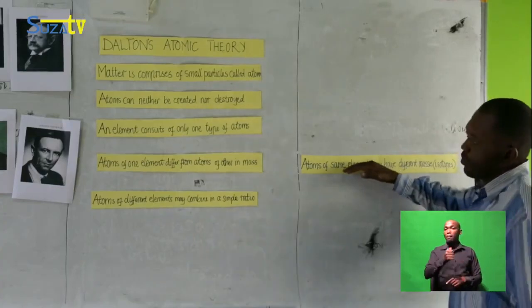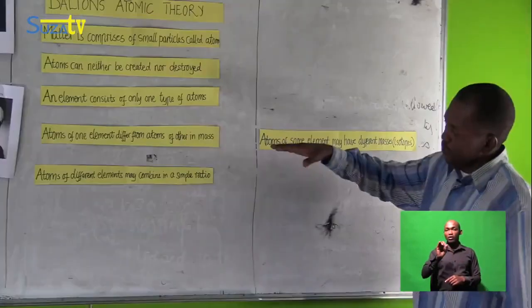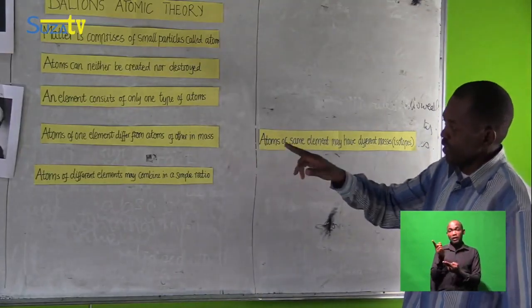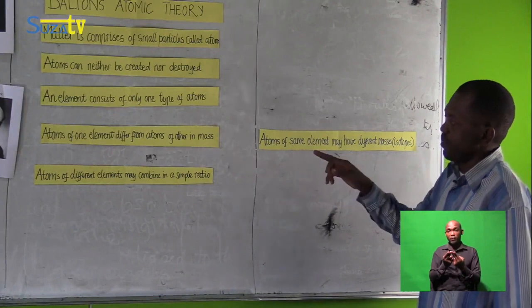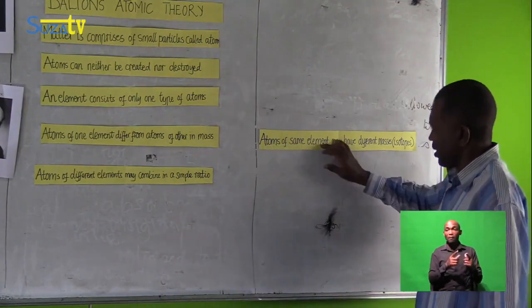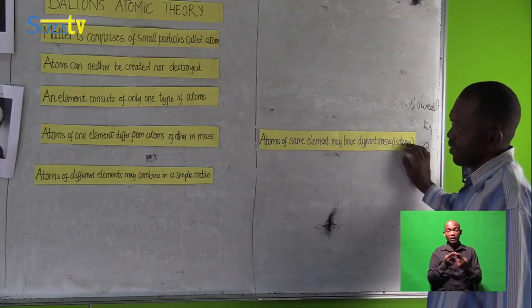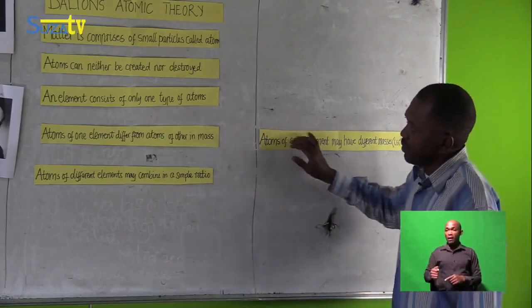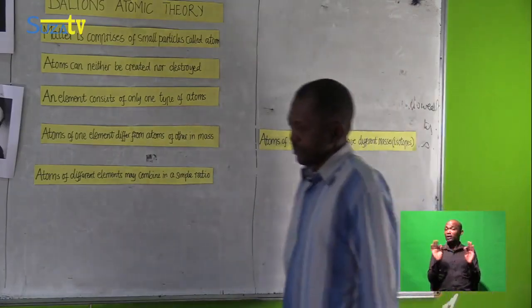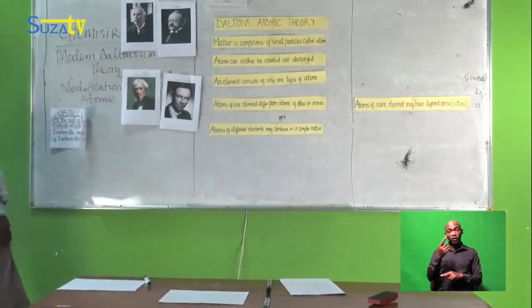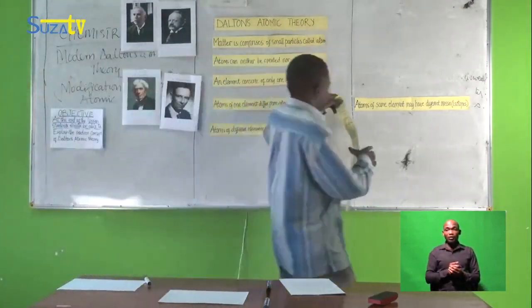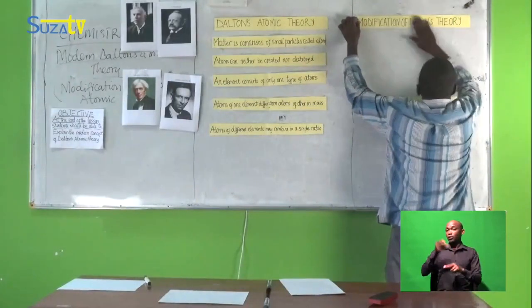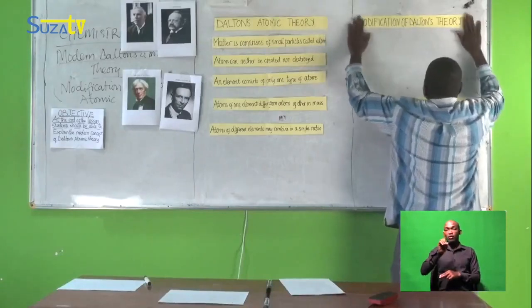So the modification of this postulate, this may match over here. Atoms of one element differ from atoms of another element in mass, but atoms of the same element may have different masses. Do you think it is clear to put it over here? So we shall see. Let's put the heading there. Now we are in modification of Dalton theory.